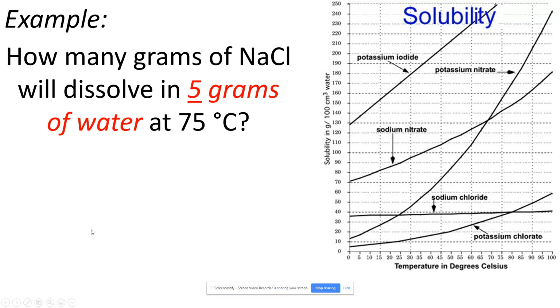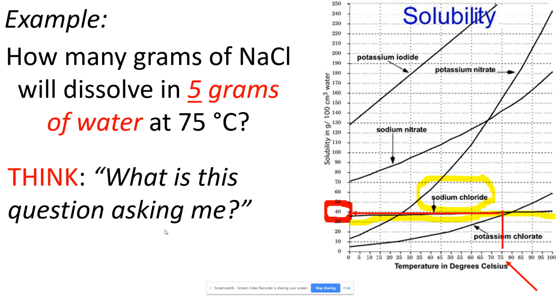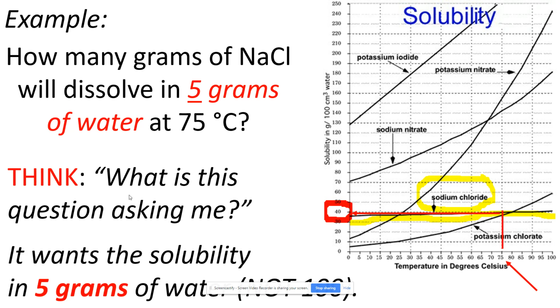So apply the same principle. Find the curve. Find the substance. Find the temperature you're talking about. Follow it across, read the solubility. Write that down and then think about how to solve it. This one, the answer is not 40. Read it again. What is the question asking me? In 5 grams of water. Oh, not 100. Okay. How do we go about solving that?